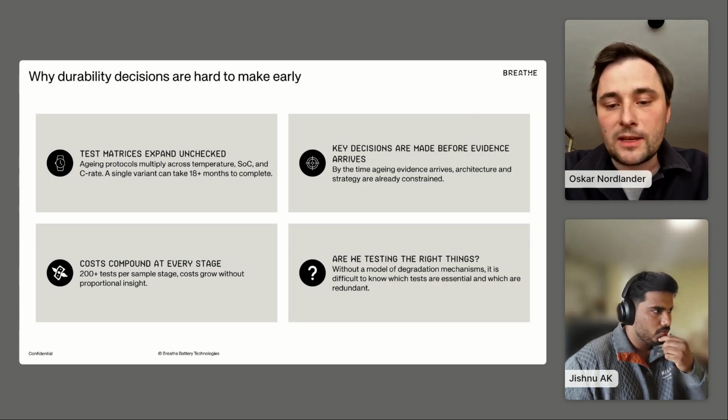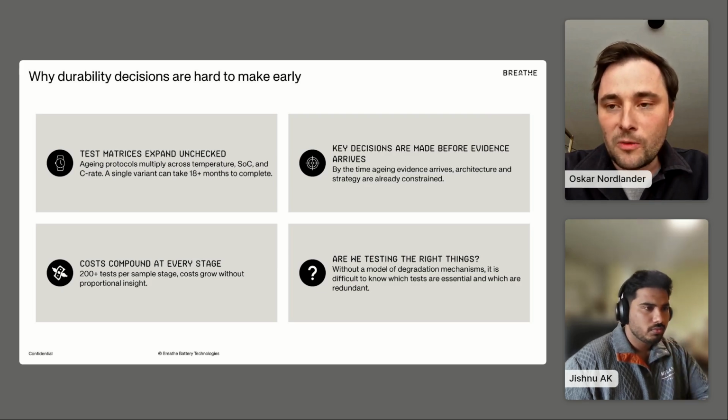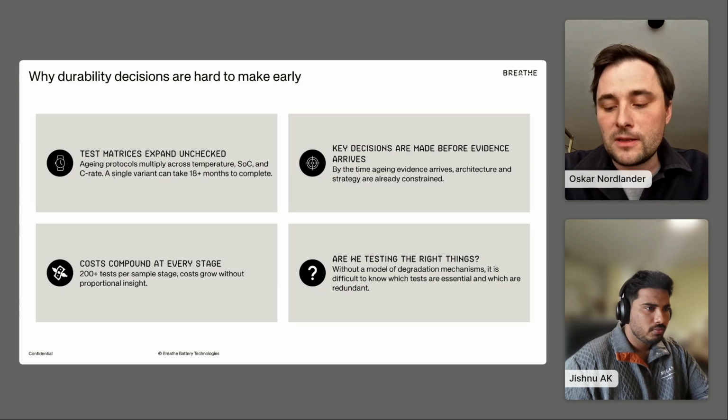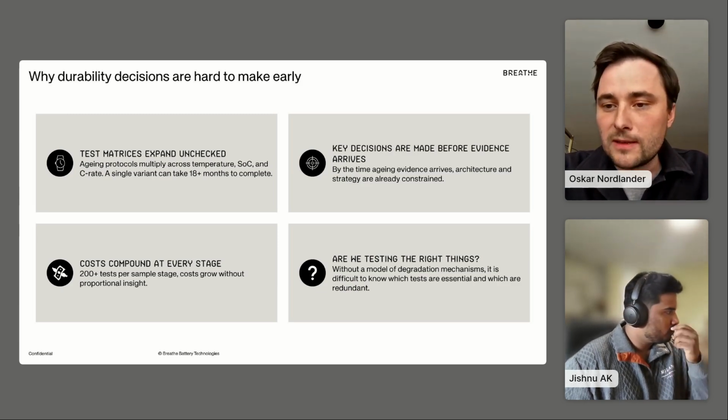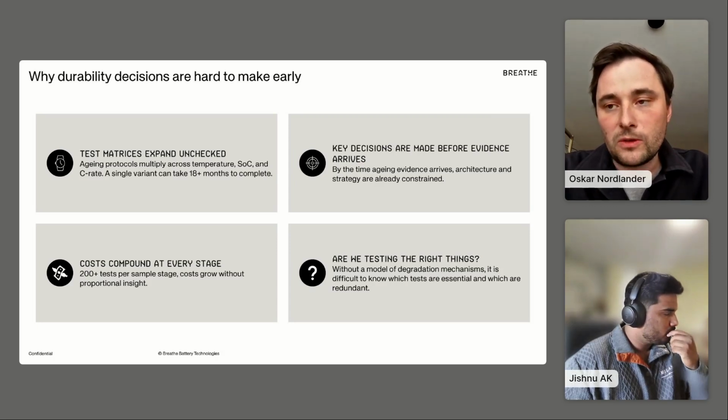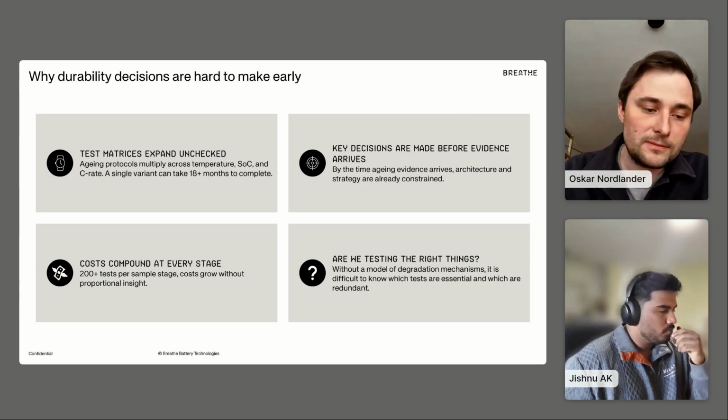And lastly, I think it's also very important to realize, are we actually testing the right things? A lot of intuition and knowledge are being used to set up these test matrices to some degree, but without a degradation model that is accurately able to show the aging modes, but also the aging mechanisms, we don't know for certain with physical evidence if we're testing the right things.